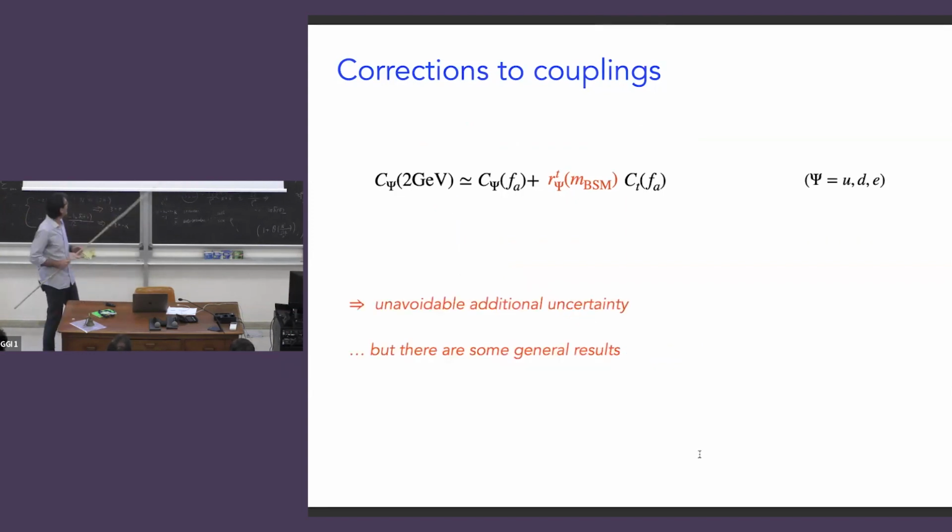So in general, the fundamental consequence is that since this is large, we have unavoidable additional uncertainties because we don't know the scale. But there are also some general results, and I want to try to present some of the general results and also some of the uncertainties, of course. Okay, all right. So this will be probably short, I hope. I know it's getting late.